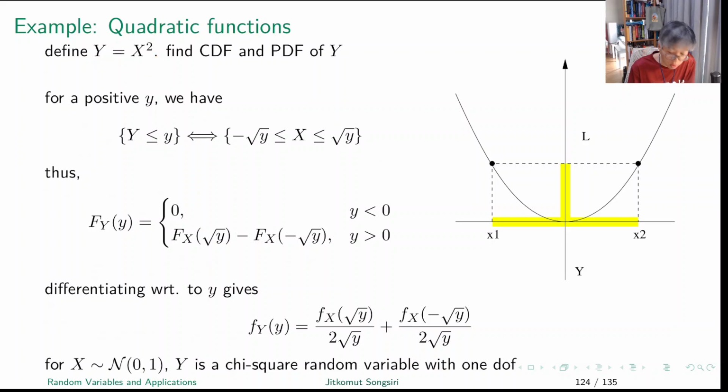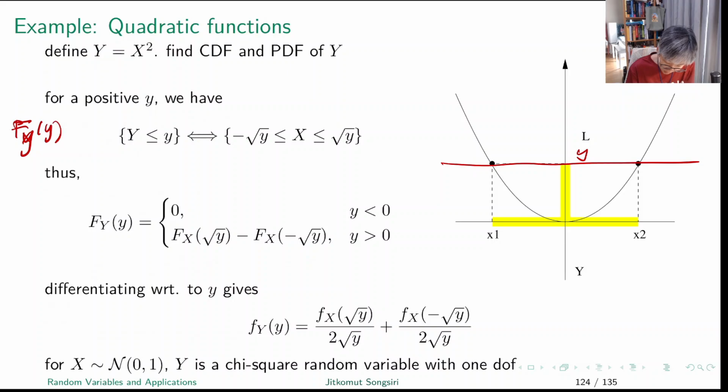According to this transformation, you know that y takes non-negative values only. So I'm going to derive the equivalent event. I'm going to start with Y less than small y, because I know that I am going to derive the CDF in y first. That's why I'm interested in this event.